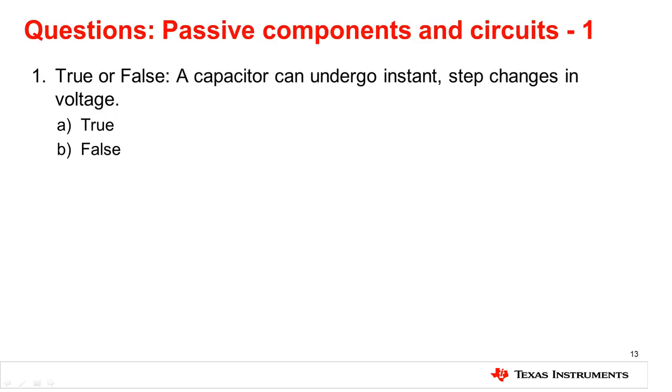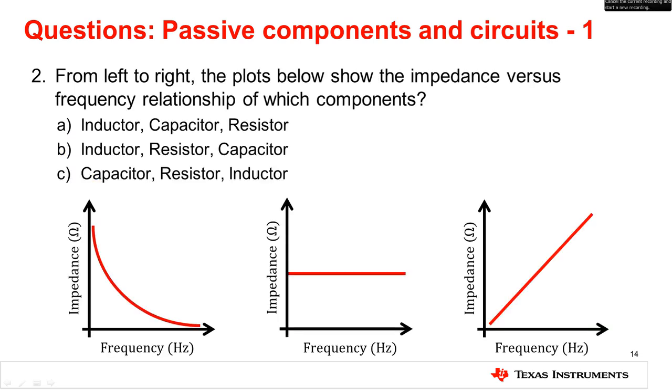Question 1. True or false? A capacitor can undergo instant step changes in voltage. The correct answer is false. Remember that the equation defining the transient behavior of a capacitor is I equals C dV over dt. Since the derivative of a step is an impulse, and a capacitor cannot pass infinite current, it is not true that a capacitor can undergo instant step changes in voltage.